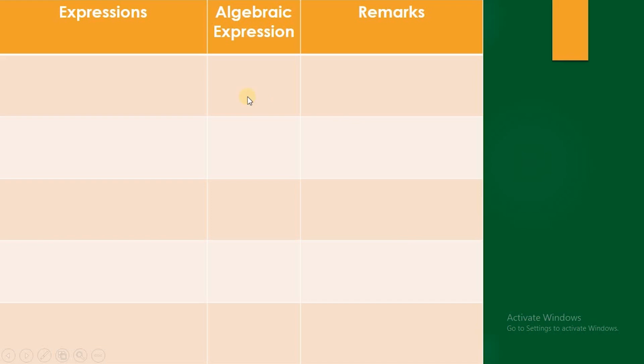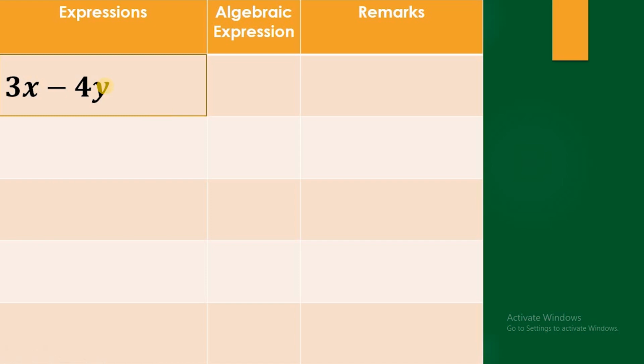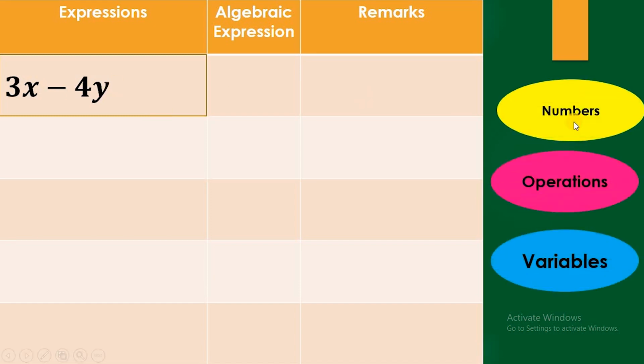Okay, now we'll do some simple examples. In the first column, I'll write the expression, and in the second column you have to check whether the given expression in the first column is an algebraic expression or not. If not, then we have to write remarks. Let's take the first example: 3x minus 4y. While discussing the algebraic expression, I mentioned three important things: numbers, operations, and variables. These three things are very important in an algebraic expression. So we'll check one by one.